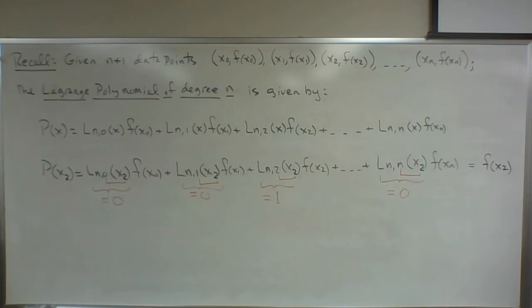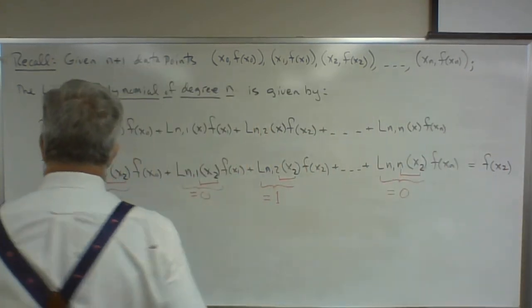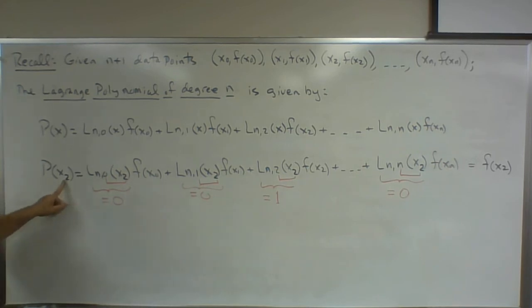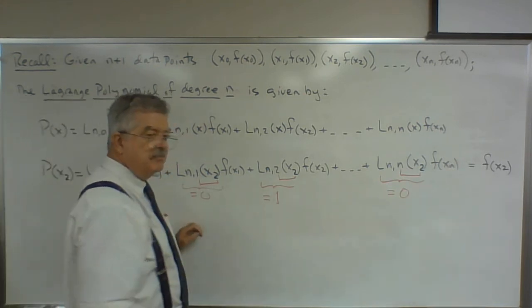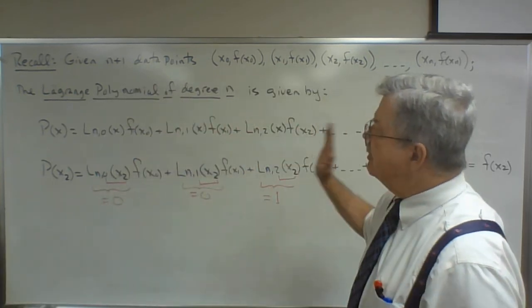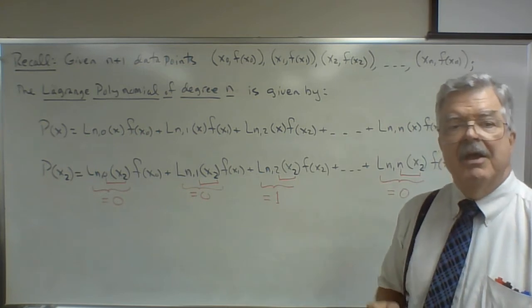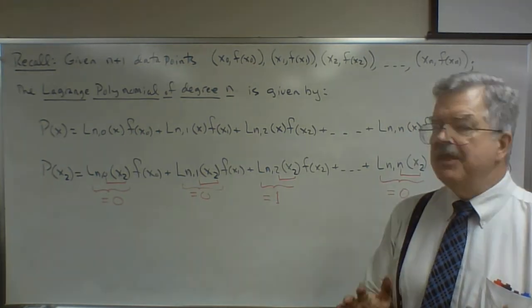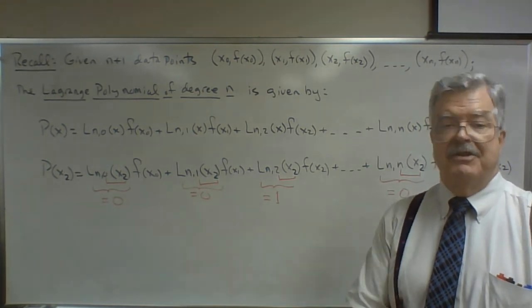And son of a gun, it happened again. We plug the x-coordinate of a data point into our polynomial, in this case x of 2, and we get the y-coordinate of the data point. So you know what this means. Our Lagrange polynomial constructed in this fashion agrees with the unknown function f of x at all of the data points.